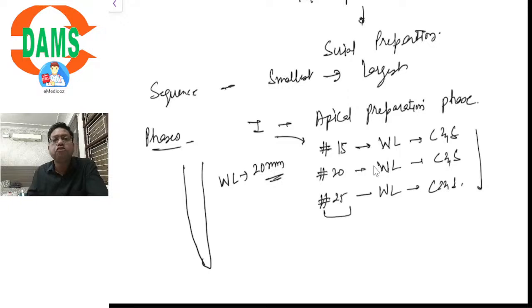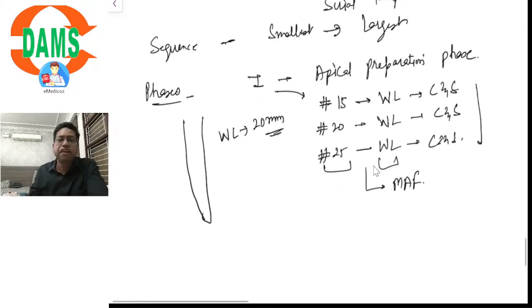And the last file to be used to the full working length is called what? It is called master apical file. The largest file to reach the working length is master apical file. Okay.